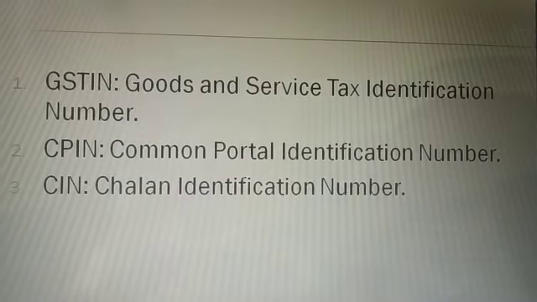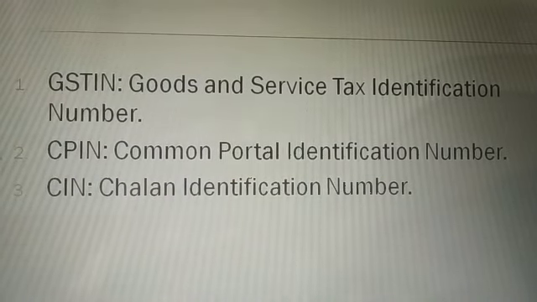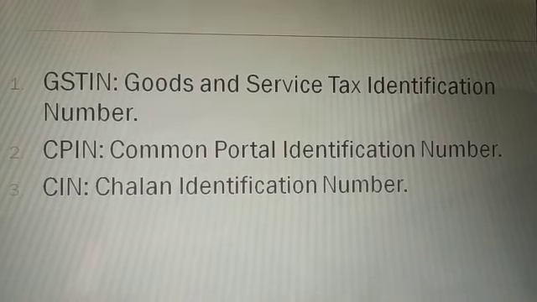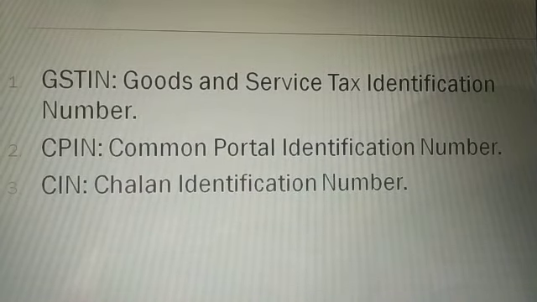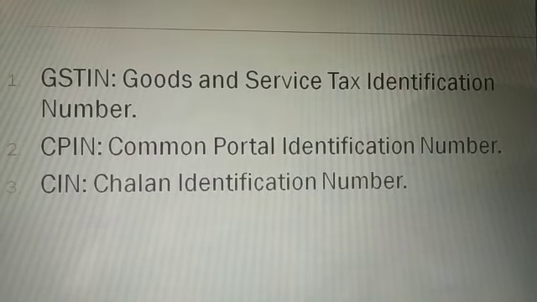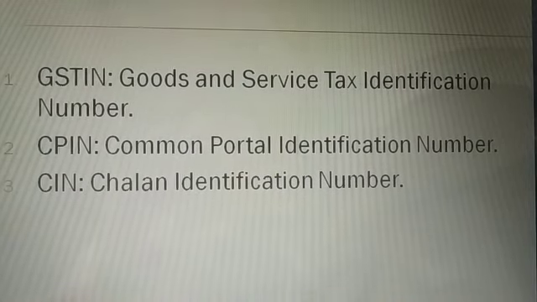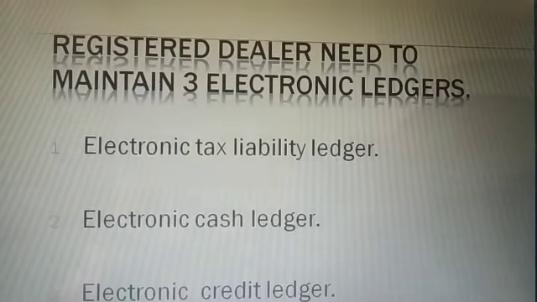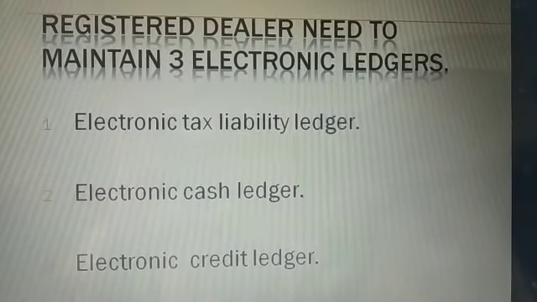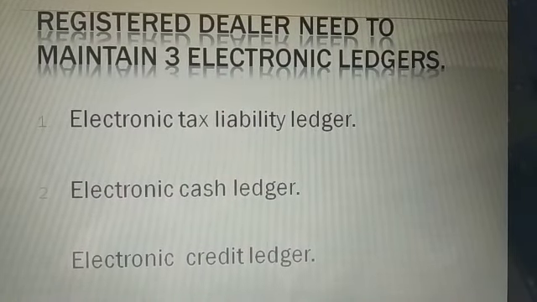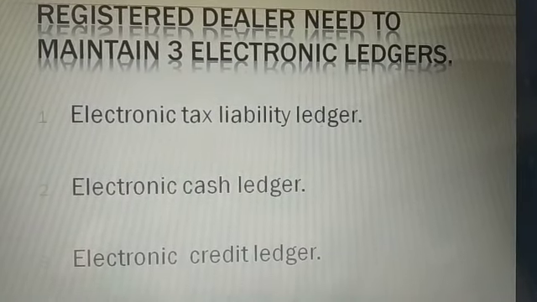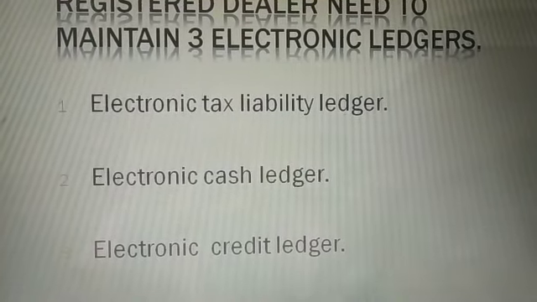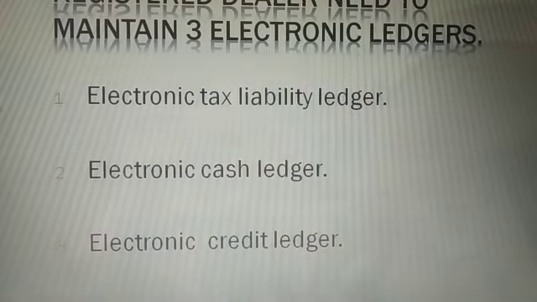Some of the basic terms used in the payment process are GSTIN, Goods and Services Tax Identification Number. Then CPIN, Common Portal Identification Number. Then another one, CIN, Challan Identification Number. Then every registered dealer needs to maintain 3 electronic ledgers. That is, the electronic tax liability ledger, the electronic cash ledger and the electronic credit ledger.